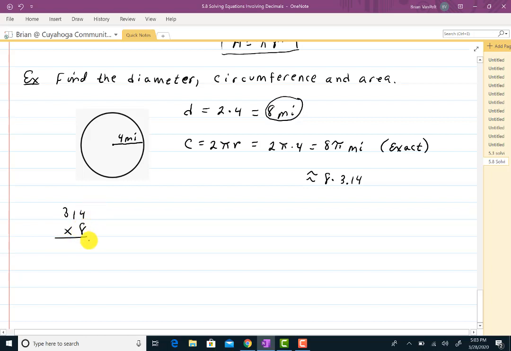So 8 times 4 is 32. Carry over the 3. 8 times 1 is 8, plus 3 more is 11. Carry over the 1. 8 times 3 is 24, plus 1 is 25. So this is 25.12. Remember, I had 2 decimals. That's why I moved my decimal 2 places. 1, 2 is where the decimal should have been. And then put in the units, miles.